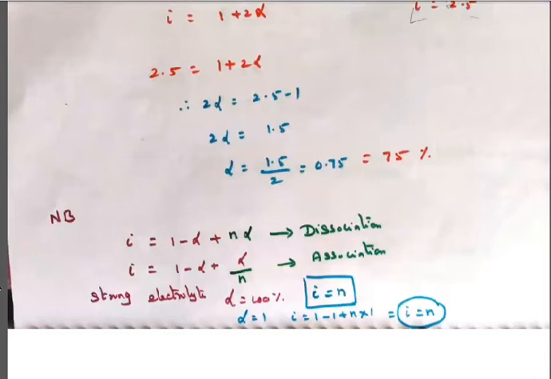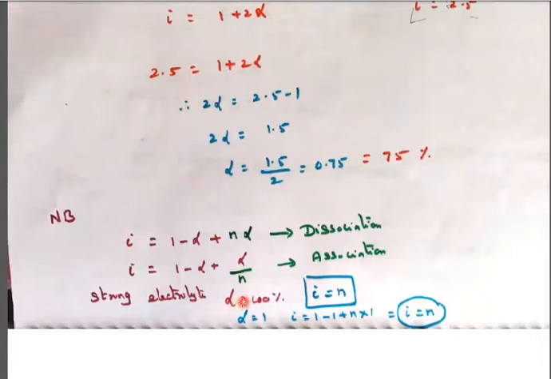A shortcut: node bin, NB, is nothing but node bin. Important point: the quanta factor for dissociation is i = 1 - α + nα. The quanta factor for association is i = 1 - α + α/n. This is the dissociation quanta factor and the association quanta factor.